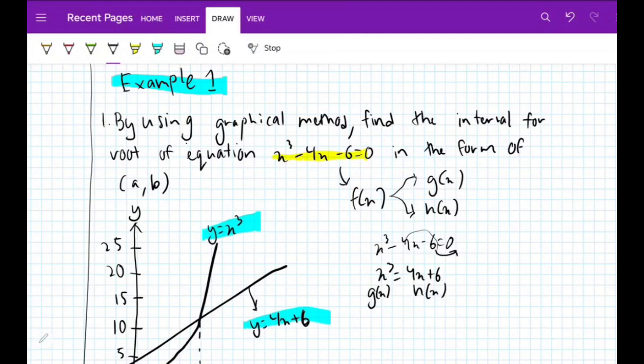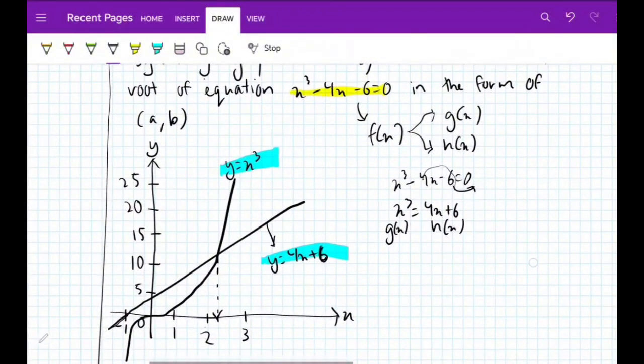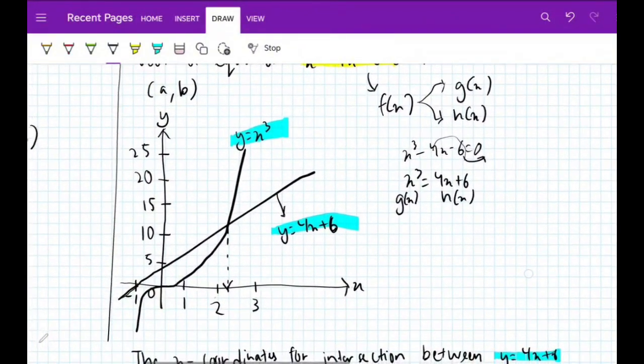Once we've got both of our equations, the next step is plotting them on a graph on the same axis. This is what we get when we plot the graph.